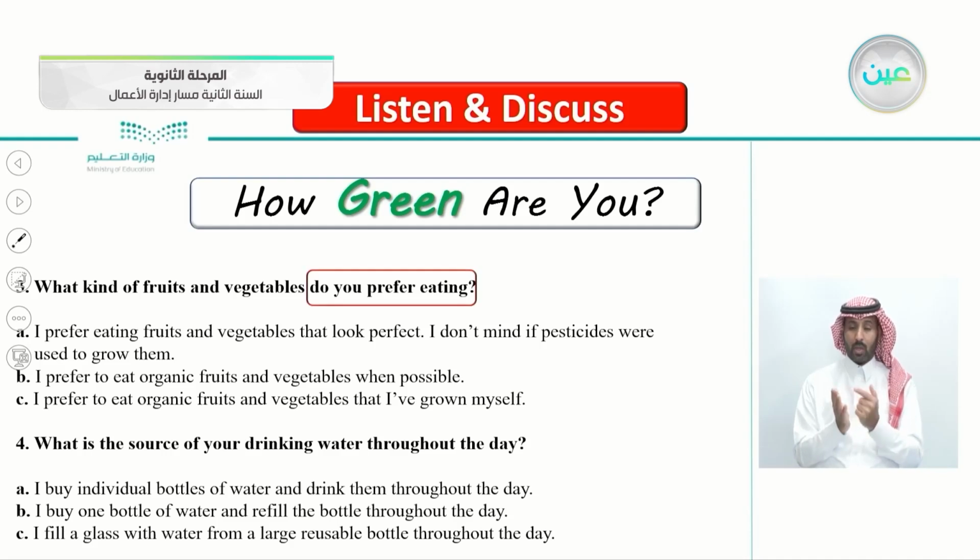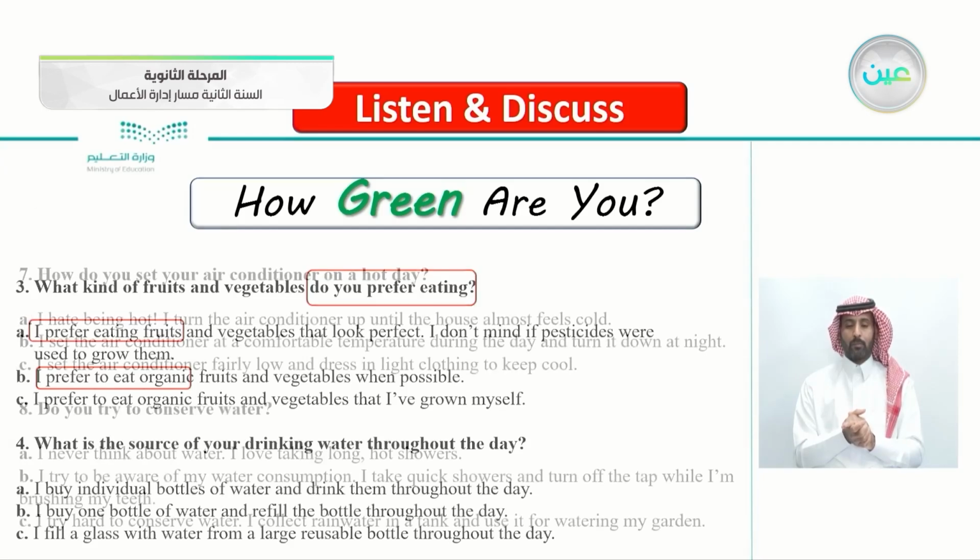For instance, what kind of fruits and vegetables do you prefer eating? Of course, also the answer here, I prefer eating fruits. So prefer comes before a gerund, and also before the infinitive, prefer to eat. So prefer is one of the verbs I was just talking about that is shared between the gerund and the infinitive. You can say prefer eating, or you can say prefer to eat fruits or organic fruits.